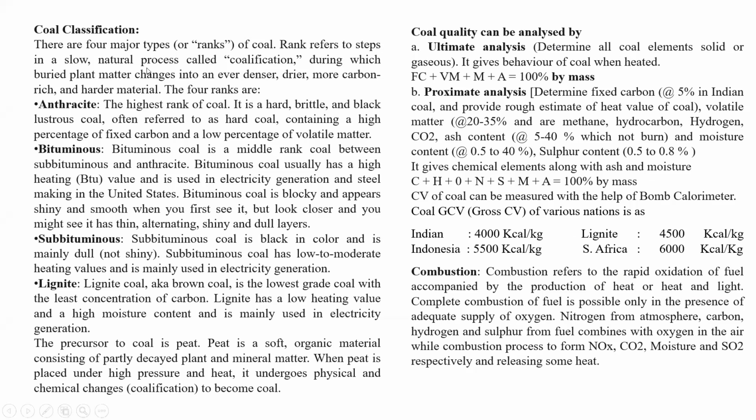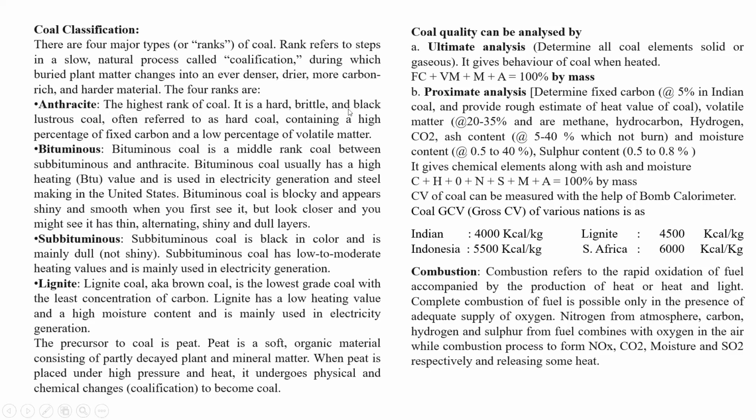Rank refers to the steps in a slow natural process called coalification, during which buried plant matter changes into an ever denser, drier, more carbon-rich and harder material. The four ranks, meaning the types of coal, are: first anthracite, second bituminous, third subbituminous, and lignite. Anthracite you have already studied; I am going to just brief it. The highest rank of coal is anthracite.